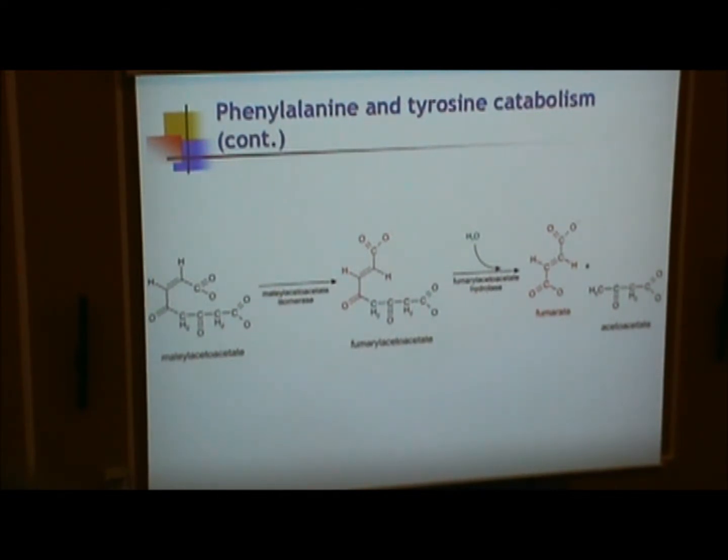Fumarate is a metabolite of the Krebs cycle. So it enters the Krebs cycle. It is converted into malate. Then malate is oxidized.